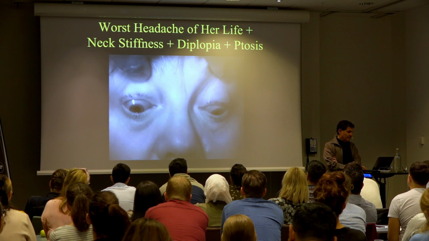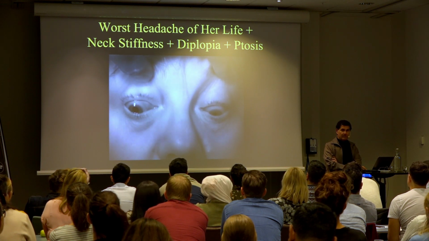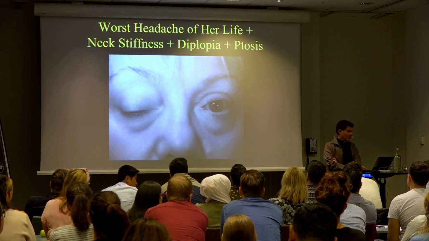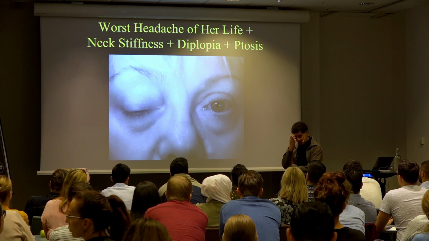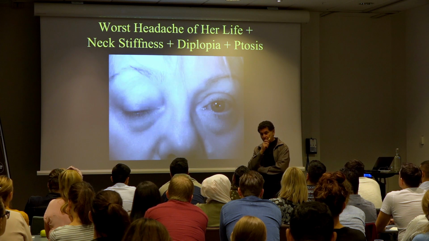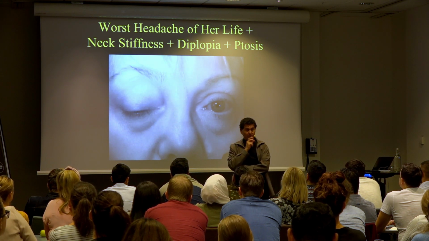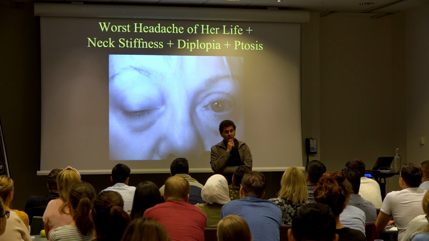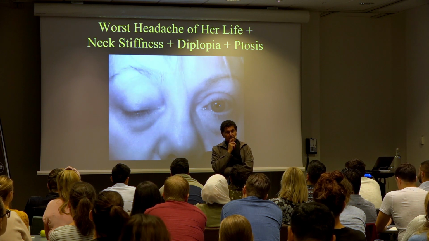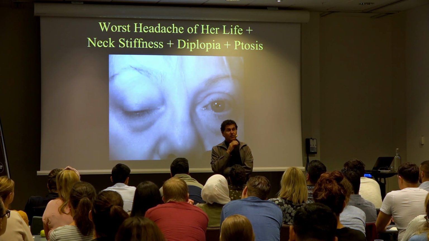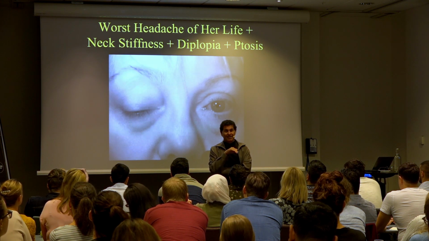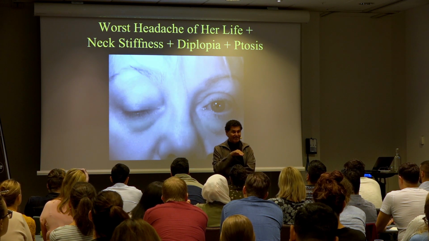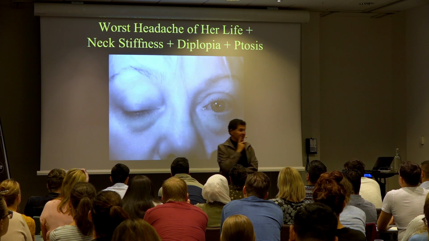What did she have? The investigation of choice in this case is, what's your first move? Is it an MRI scan? Is it an angiogram? Is it an MRA? So the question is, what's the differential diagnosis of a pupil-involving third nerve palsy? Not every one is an aneurysm, right? That's the one everybody thinks of first.